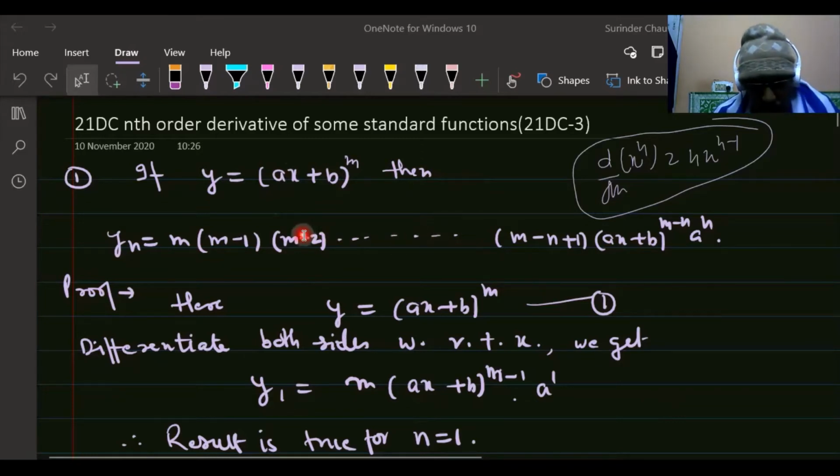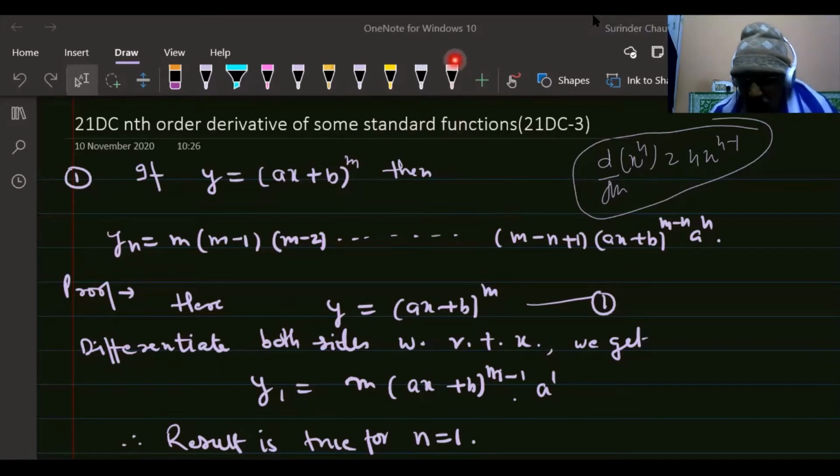What is the fundamental principle of mathematics? We show that the result is true for n equal to 1, assume that the result is true for n equal to k, and prove that the result is true for k plus 1. So if the result is true for k, and we have proved it is true for k plus 1, then even if k is a very large number, the result is also true for that number plus 1. What does it imply? It implies that it is true for all positive integers.